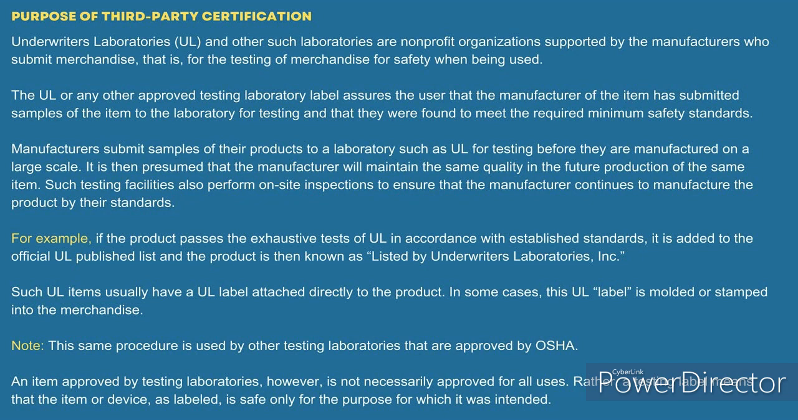Now, this is important. This next part, the very last paragraph here. An item approved by testing laboratories, however, is not necessarily approved for all uses. Rather, a testing label means that the item or device as labeled, now listen to this, is safe only for the purpose for which it is intended. In other words, you can't come in and modify that anyway. So if you have an EVSE out there and the manufacturer says we've got this GFCI protection on the secondary side, and that is safe for the purpose for which it's intended, you don't need another GFCI device upstream. You see what I'm saying?